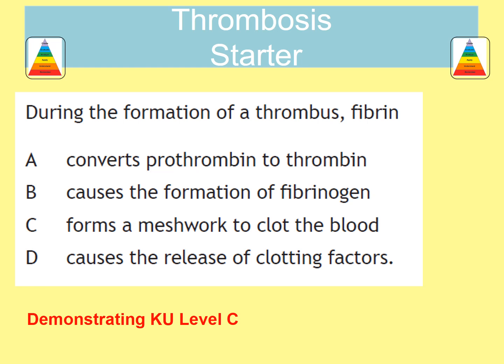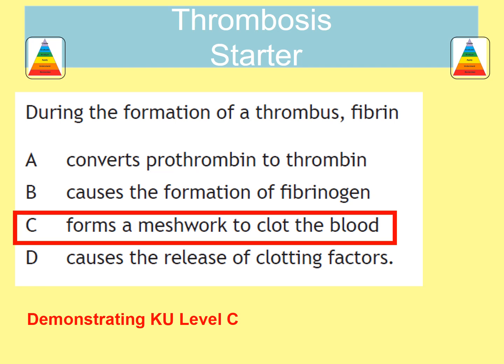We have a starter here on thrombosis. You've been asked to demonstrate your knowledge and understanding here to a level C. During the formation of a thrombus, fibrin is involved in which of the 4 steps, A, B, C or D? The correct answer should be C, that fibrin forms a meshwork to clot the blood.